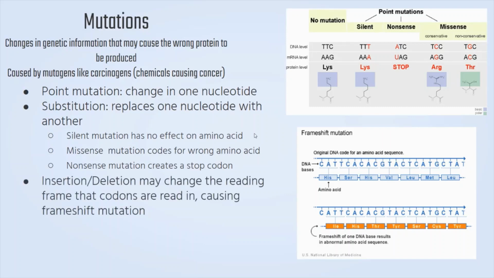Insertion and deletion are also mutations, and this can cause a change in something called the reading frame that the codons are read in, and this can cause frame shift mutations. So previously, the codon pair would go CAT, TCA. However, in frame shift mutation, it would read ATT, leaving the C at the beginning. As a result, every single amino acid along this chain will be different to the original one.